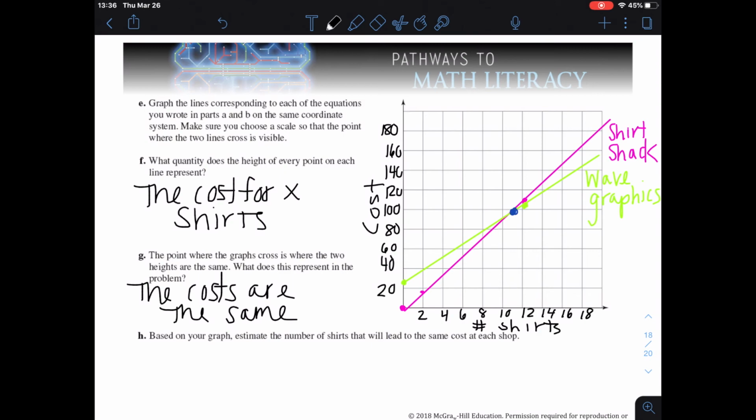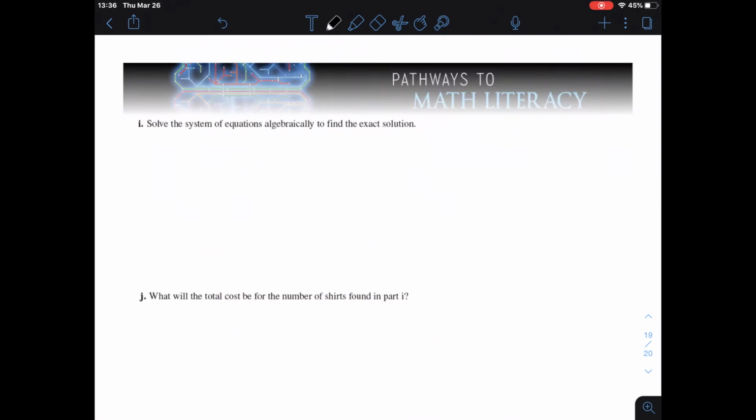And then based on our graph, what is that cost that makes them about the same? Their intersection happens around when x equals 11, so probably about 11 shirts is when the cost would be equal. Now we're going to solve this algebraically.